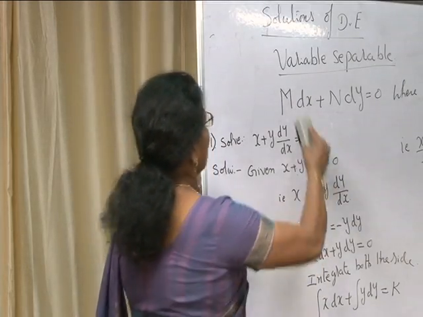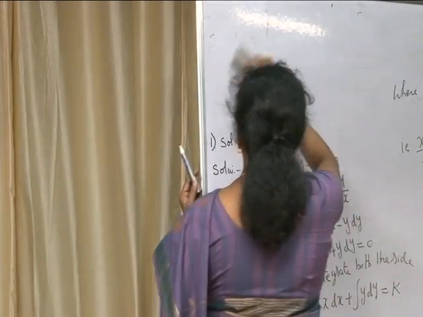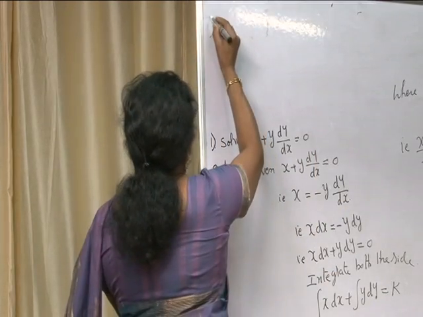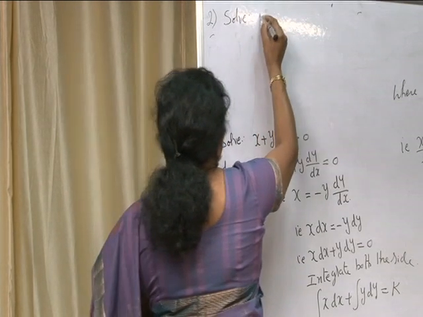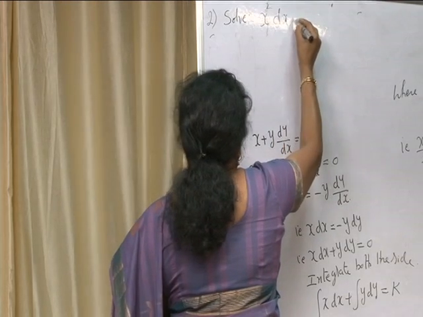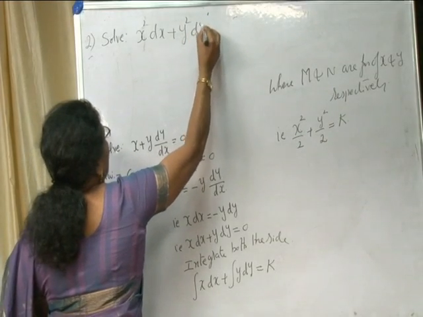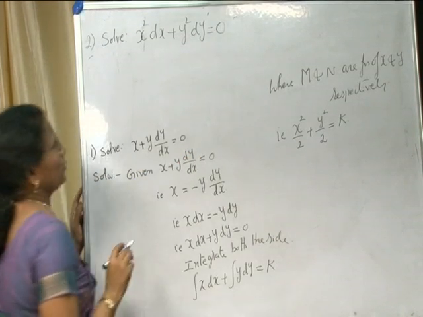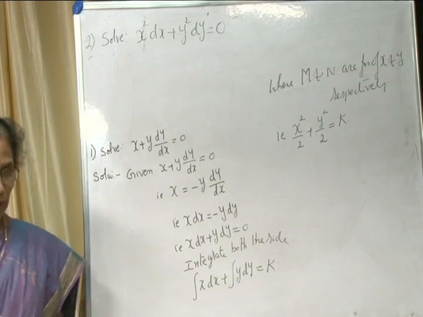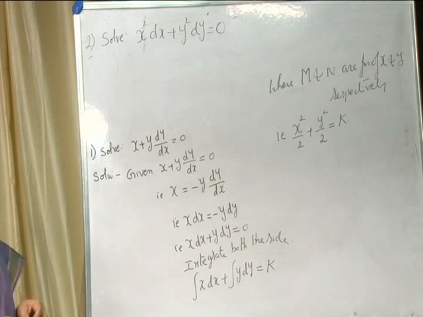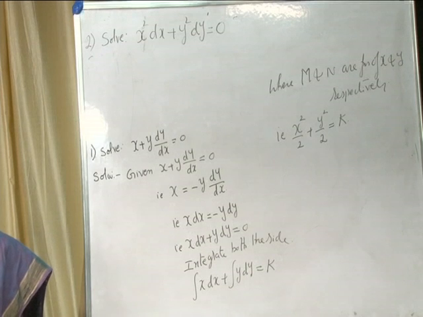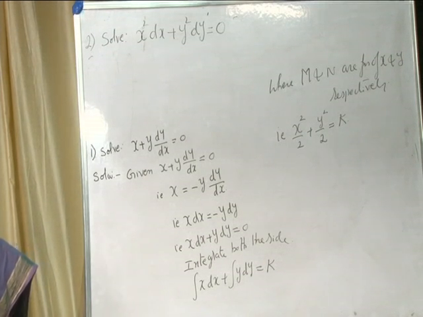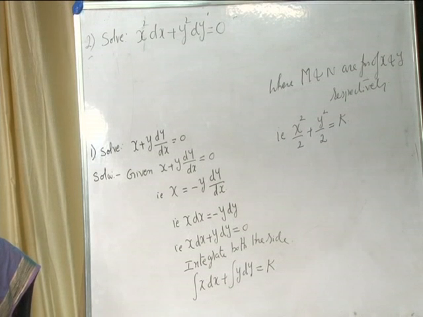The second problem, solve x squared into dx plus y squared into dy is equal to 0. Just observe that y terms are connected with dy and x terms are connected with dx. Here it is not necessary to do the variable separable. The given problem is itself separated in the variables. Just integrate that, and you will get the answer.